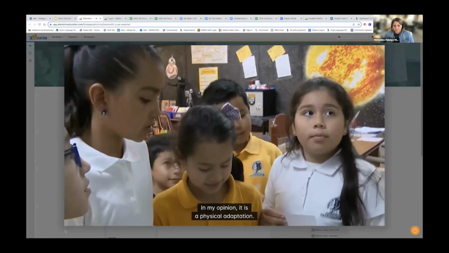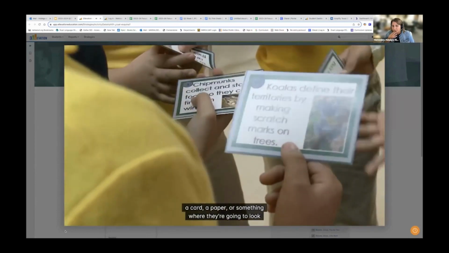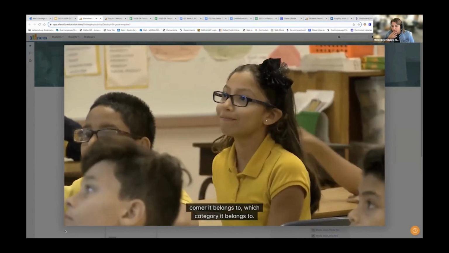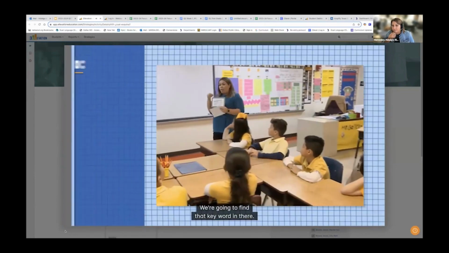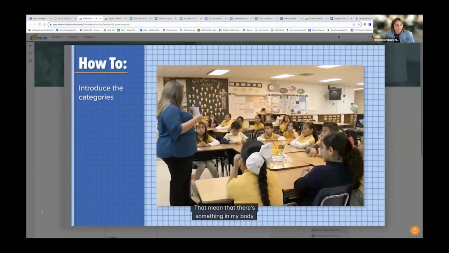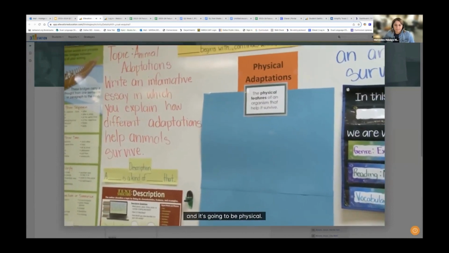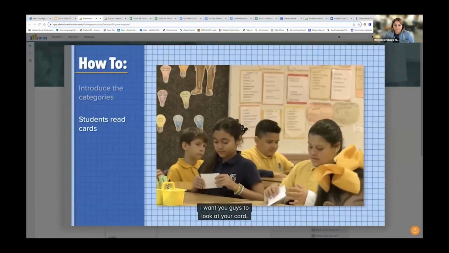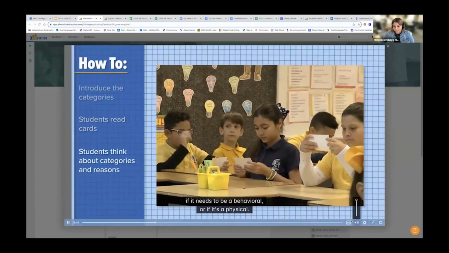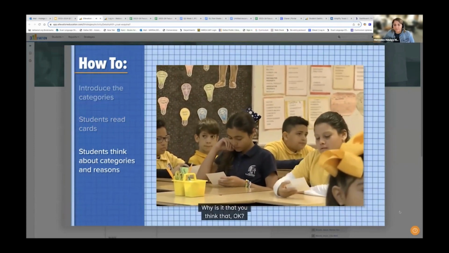Physical adaptation. So in which corner you're gonna have the students receive a card, a paper or something where they're going to look at and they're going to decide which corner it belongs to, which category it belongs to. We're gonna look at our definition, we're gonna find that keyword in there, we're gonna match it to our category. So we have a physical adaptation. That means that there's something in my body that this animal has that's changing and it's going to be physical, okay? I want you guys to look at your card, read it. I want you to, in your head, think about if it needs to be a behavioral or if it's a physical, but you need to know why. Why is it that you think that, okay? You ready? You can stand up.